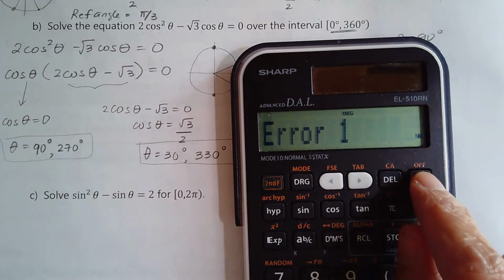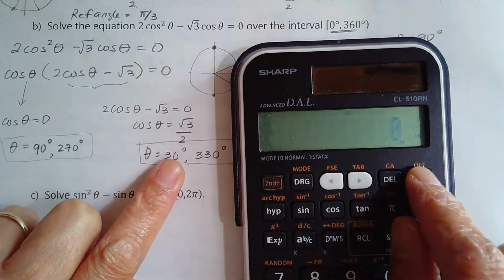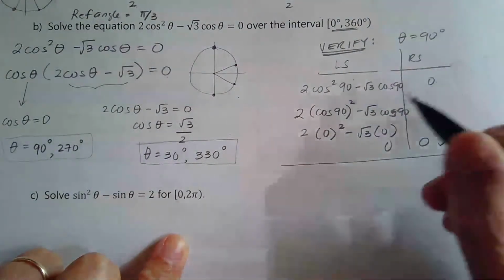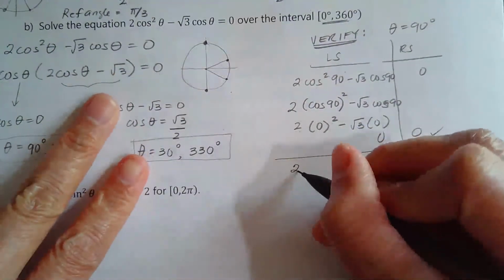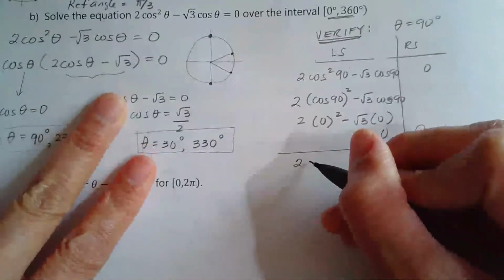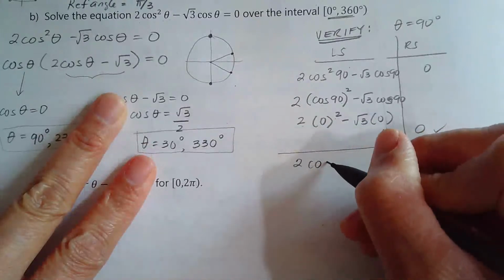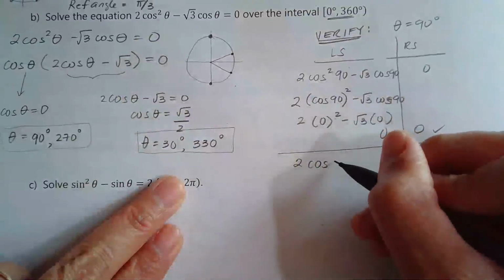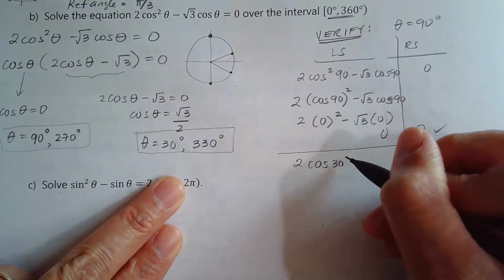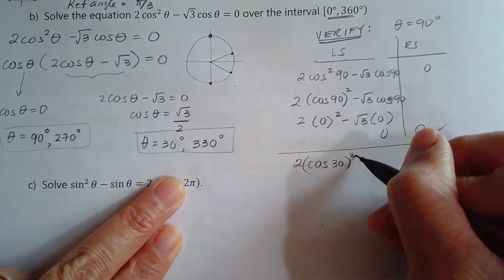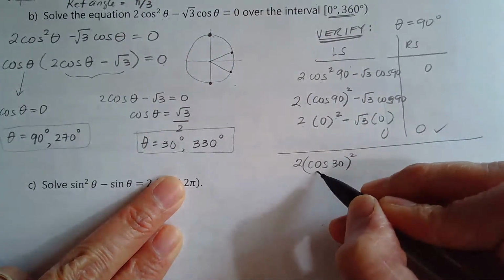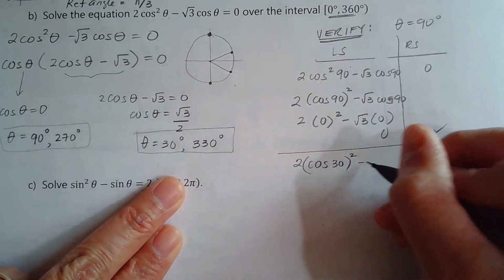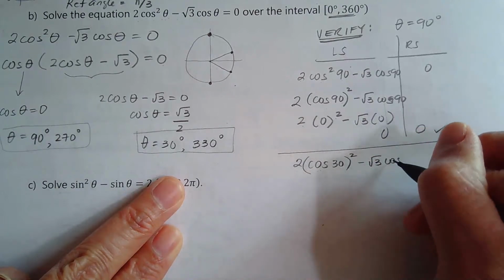Oh, I don't think my calculator could do that. Okay, I would have to do it this way. Sorry about that. So 2 cos, you see here, cos squared of 30 degrees. So I'm going to go cos 30 and then I square it after. Okay, so cos squared of 30 means cos of 30 squared minus root of 3 cos of 30.